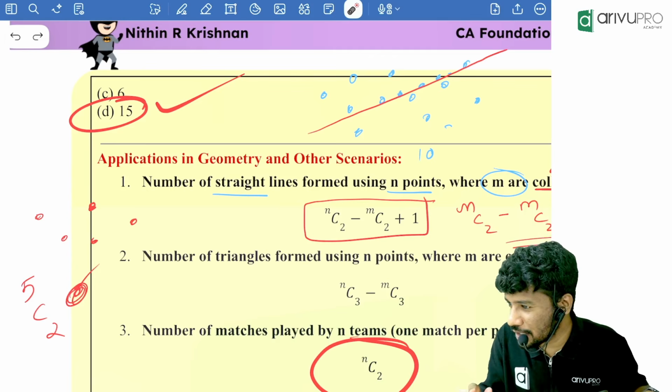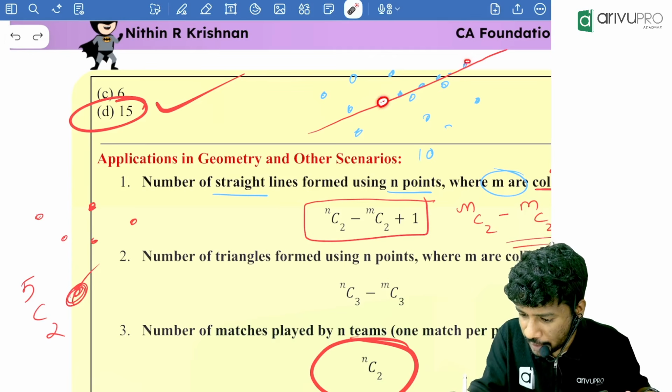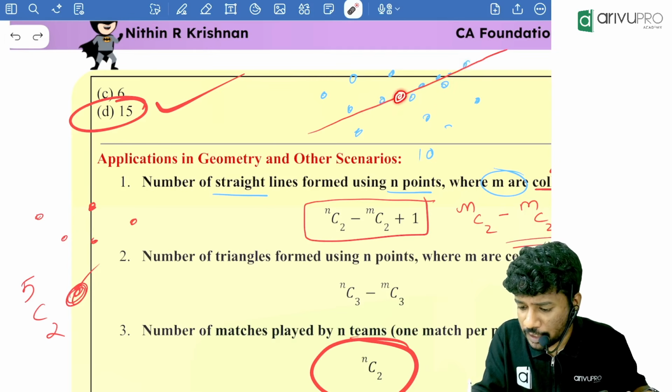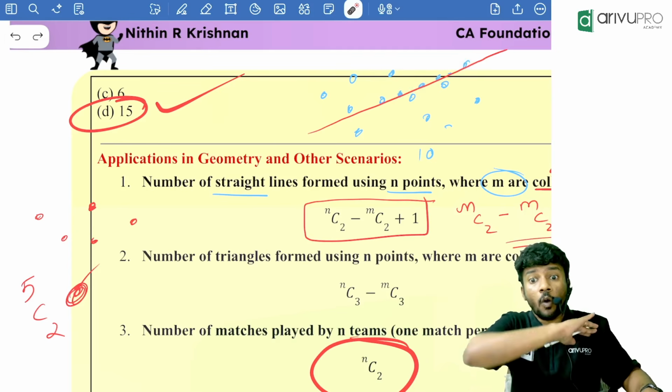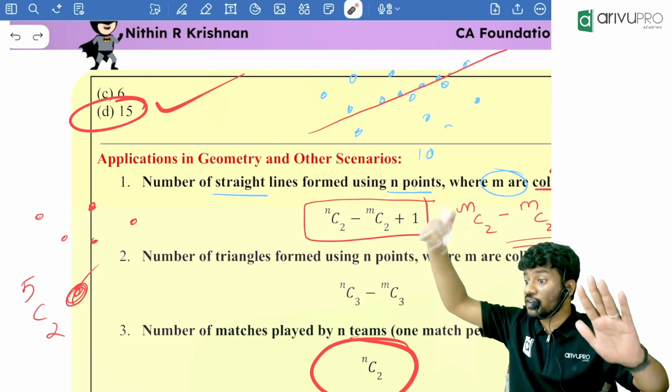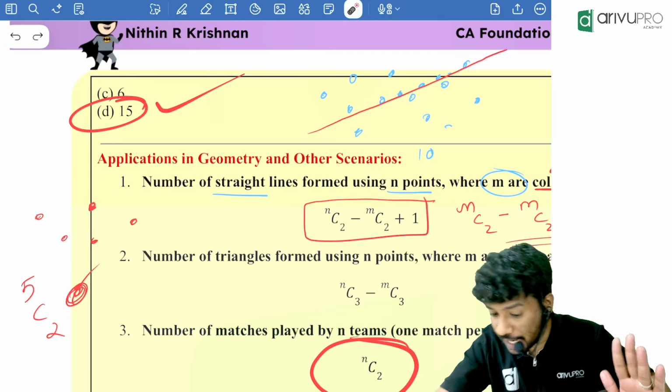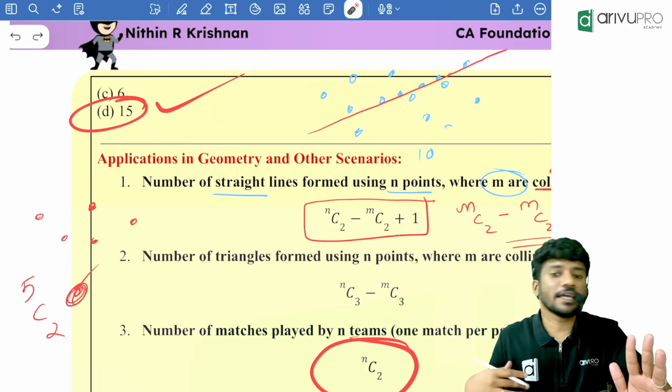If I am taking this point and this point, that will be one straight line. If I am taking this point and this point, another straight line. That means all the points which are collinear will actually repeat the lines. So we need to reduce them. That's why we are reducing MC2.